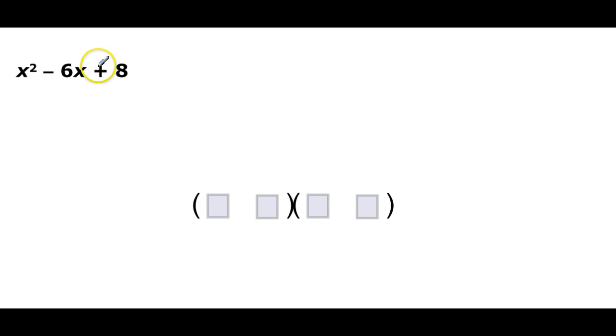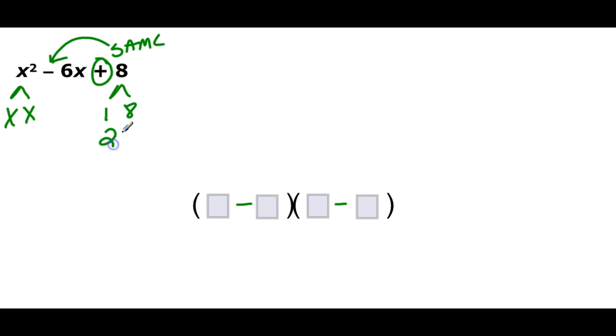All right? What does this tell me? The signs are going to be the same. And in this case, they will both be negative, so fill that in first. Okay? Choices here, X and X. Choices here, 1 and 8, 2 and 4. Same signs, add. That's going to be right there. So this is going to be X minus 2, X minus 4.